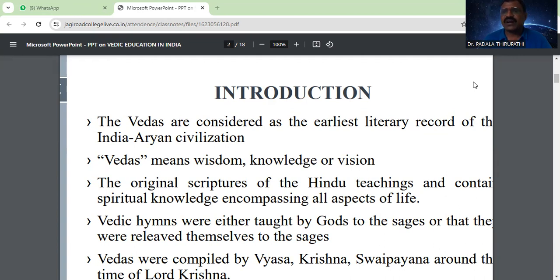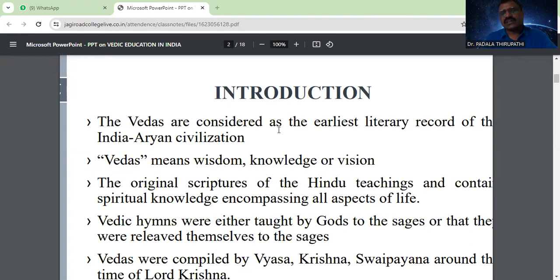In the Vedic period, which type of education started at that time, what is the meaning of Vedas, and how many Vedas are included in this Vedic period? What are the main aims and objectives, the teaching method, and the relations between students and teacher? All of these we are going to discuss in today's class, my dear friends.